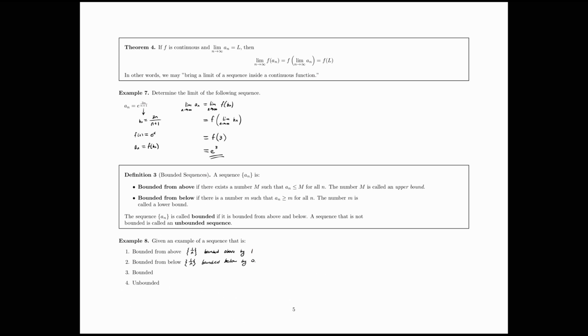So a sequence is bounded if it is both bounded above and below. A sequence that is bounded would be, well, this 1 over n, because we just demonstrated an upper bound and a lower bound. So that is bounded. So I can say something like, this implies that 1 over n is bounded for all n.